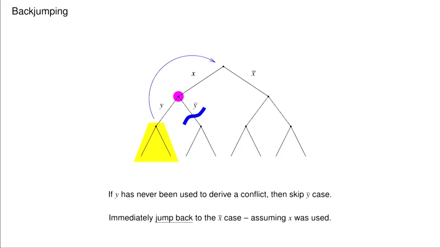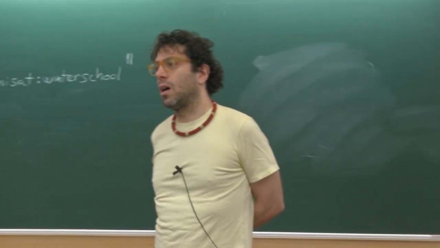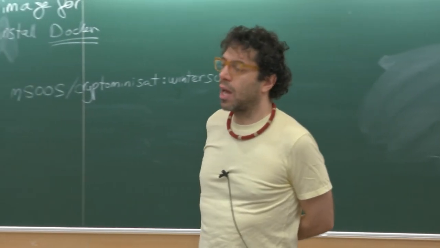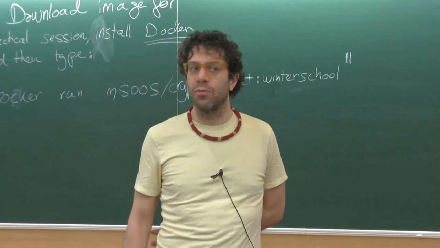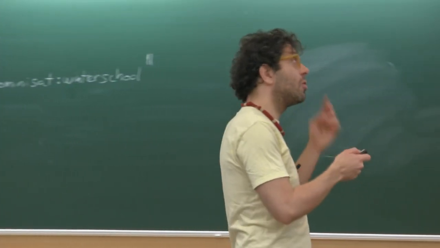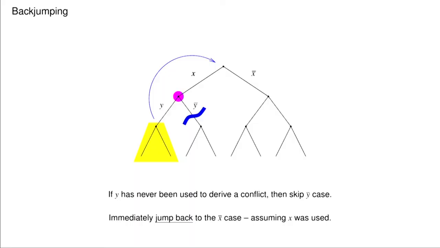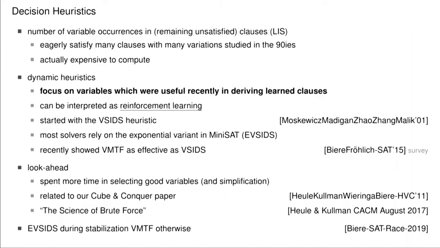So when you do this resolution-based derivation of the essence of why you had a conflict, why things didn't work out, it can happen that you can do more than just reversing the last decision. You can reverse this decision, or you can even reverse a decision further up the chain. All right. And there are heuristics for picking, of course, the variables.